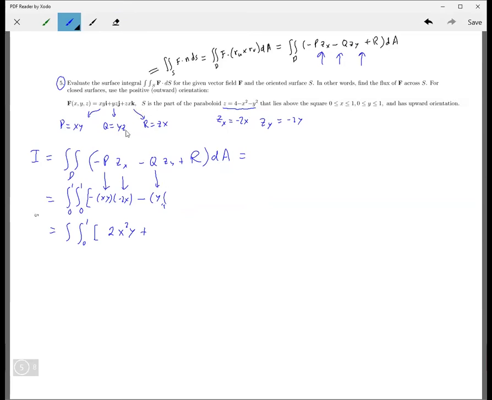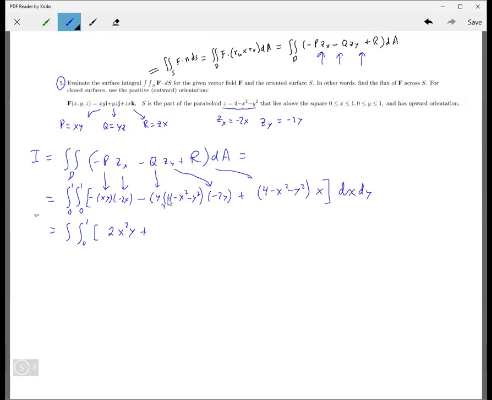So yz would be y times this, 4 minus x squared minus y squared. And then your z_y would be negative 2y. Okay, and then the R is going to be, okay, that's zx, so z is this, so 4 minus x squared minus y squared times x.